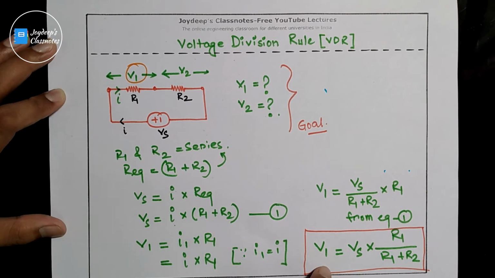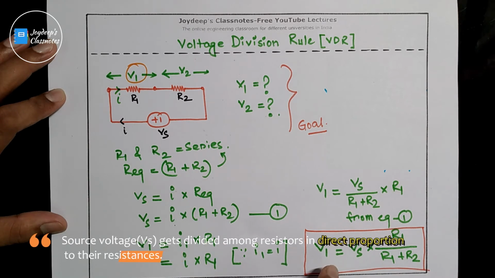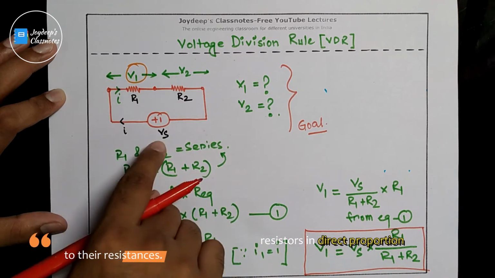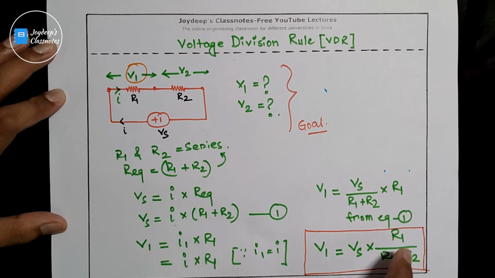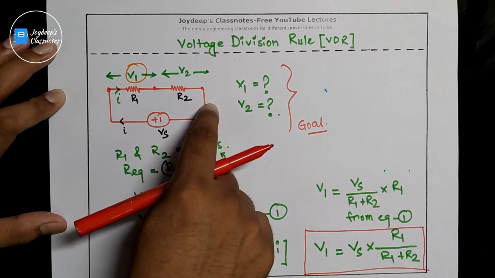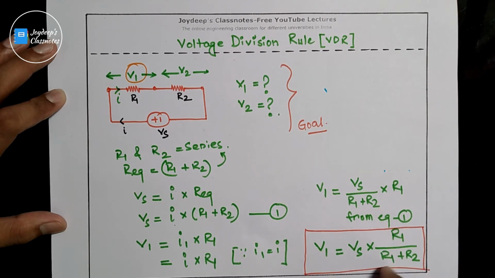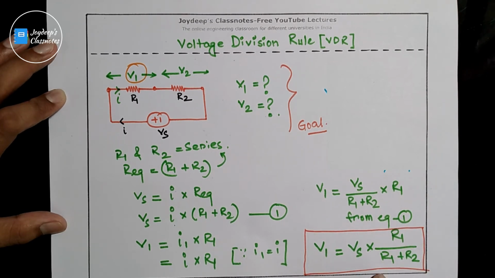What we can observe from this equation is that the voltage across resistor R1, V1, is equal to the source voltage applied to this circuit, multiplied by the resistance across which we want to find the voltage, divided by the sum of these two resistances. Clear? So V1 is equal to Vs multiplied by R1 divided by R1 plus R2. This is the voltage across this resistance.